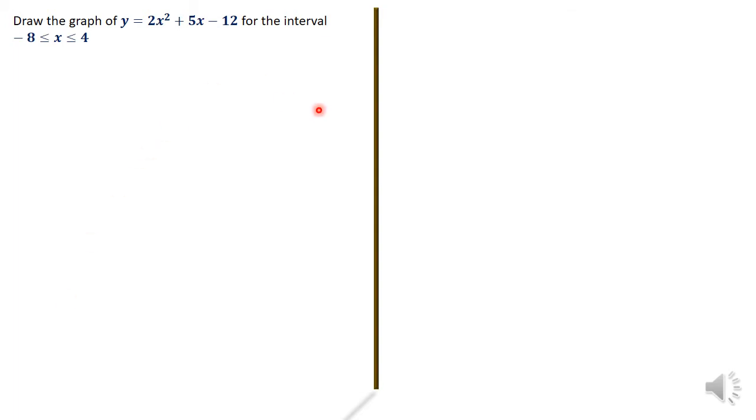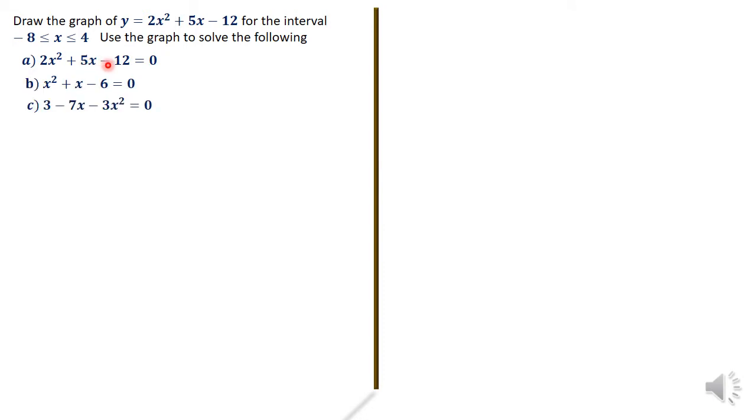We're going to tackle that concept by attempting a question. And so the question says, draw the graph of y equals 2x squared plus 5x minus 12 for the interval of negative 8 to positive 4, and use the graph to solve the following equations. We have this equation, we have another one, and another one.